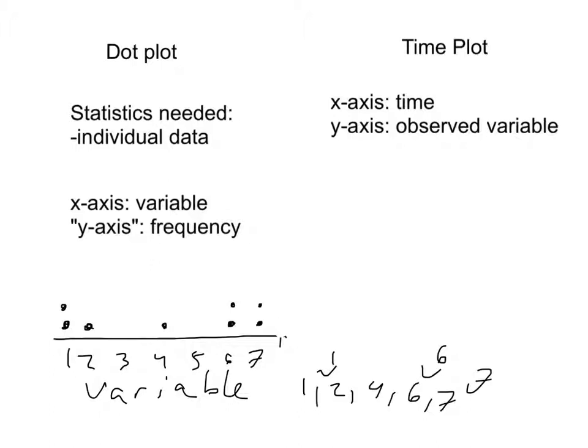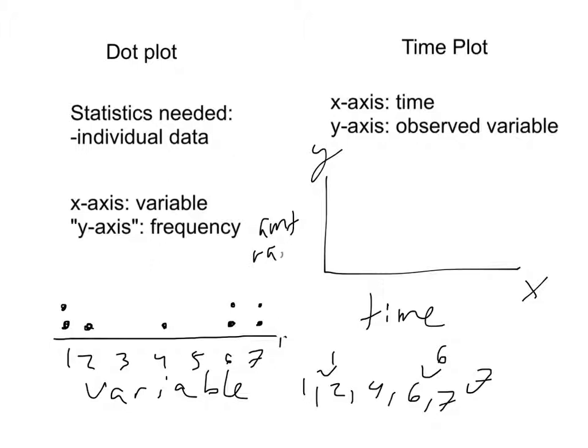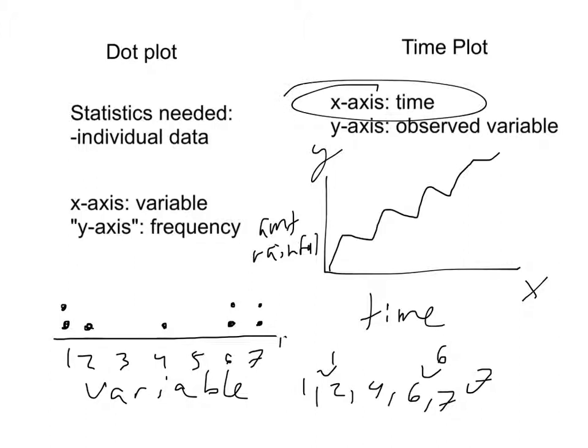Okay, so let's continue on to time plots. So a time plot is basically a line graph, but your x-axis is always going to be time. Let's pick an observed variable. Let's pick amount of rainfall. So let's say with time, as time goes on, the amount of rainfall increases, then that's going to be your time plot. So I don't think your teacher is going to necessarily make you create a bunch of time plots, but it's just good to know that it's basically a line plot, but your x-axis is time.